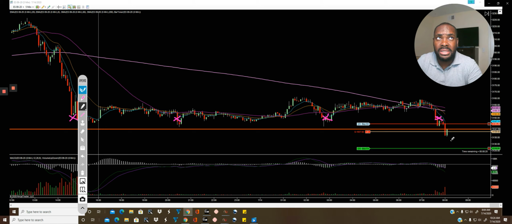on my larger time frame, I can see the clear breakdown, which is very, very strong. And for that reason, I am convinced that this move is going to go lower.